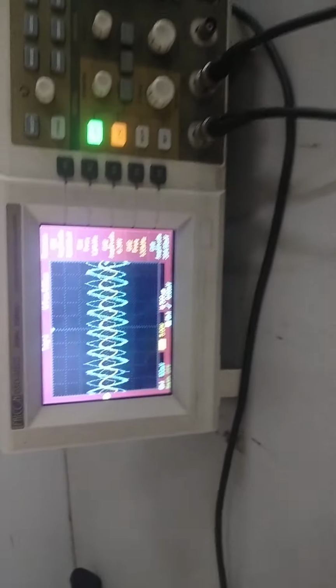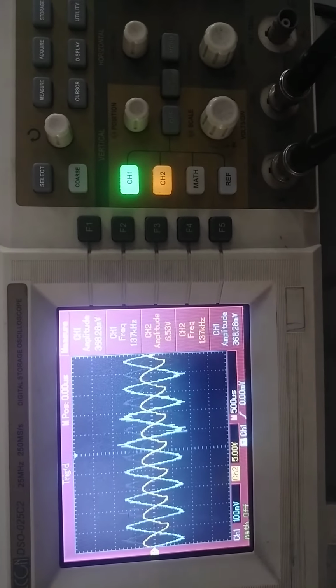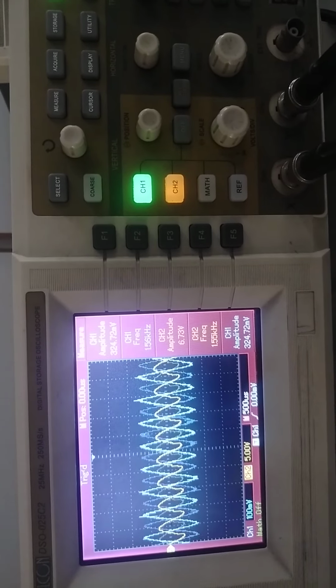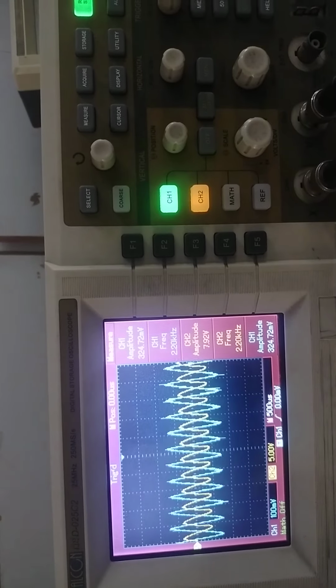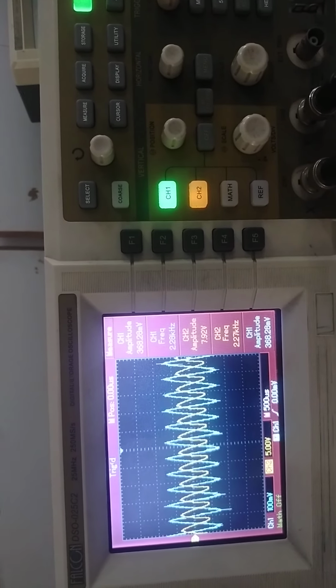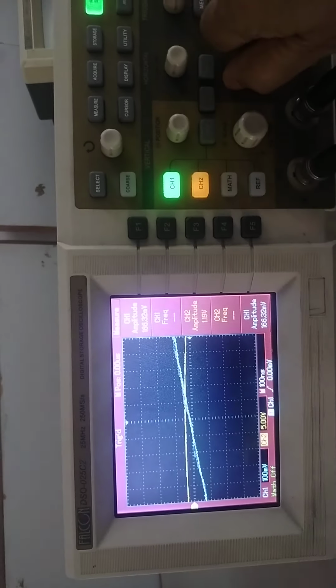Okay, so in channel 2, when the frequency goes on increasing, the amplitude of channel 2 also increases. If you observe, at 1.73 kilohertz frequency, the amplitude is 324. At 2.28 kilohertz, the amplitude is 320. So if you increase the frequency, the channel 2 voltage is increasing.